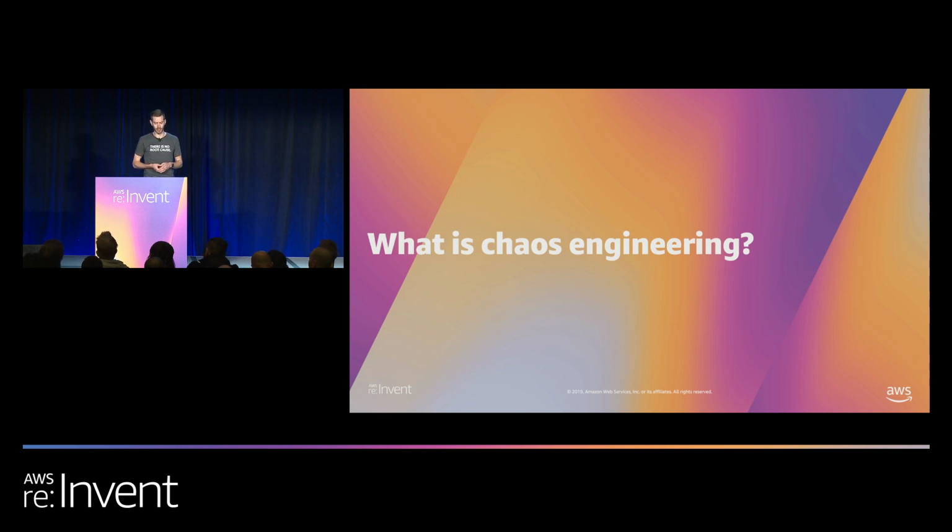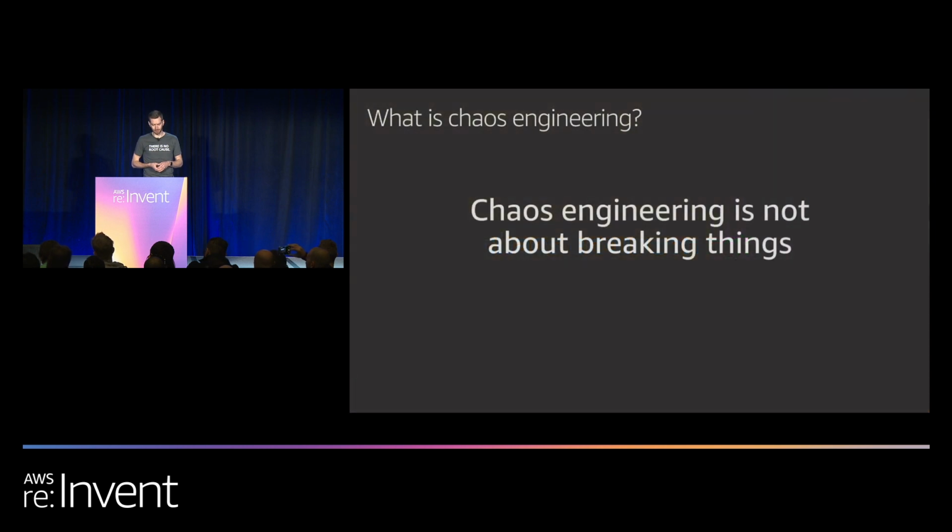What is chaos engineering? Well, chaos engineering is not about breaking things. You often hear the phrase breaking things on purpose. And that is great marketing lingo. And it helps draw attention to the practice of chaos engineering. So to be clear, there's nothing wrong with using that phrase, talking about breaking things on purpose, as long as we all agree that breaking things isn't the real purpose.